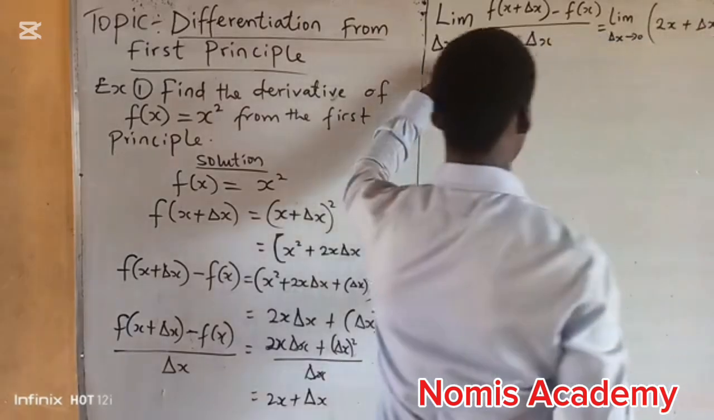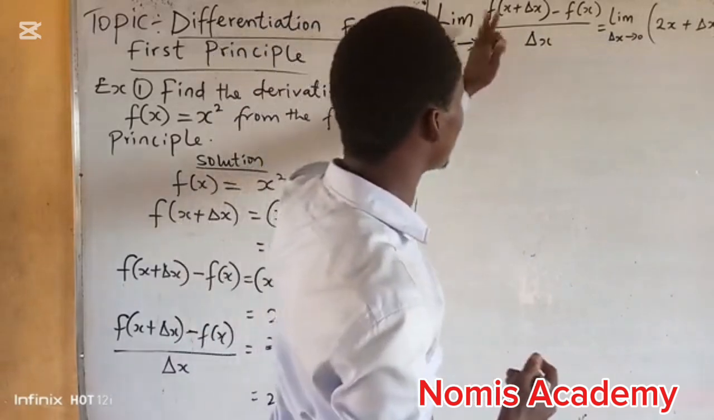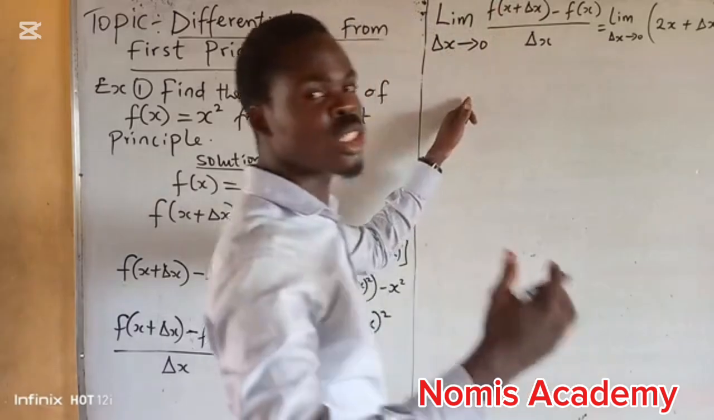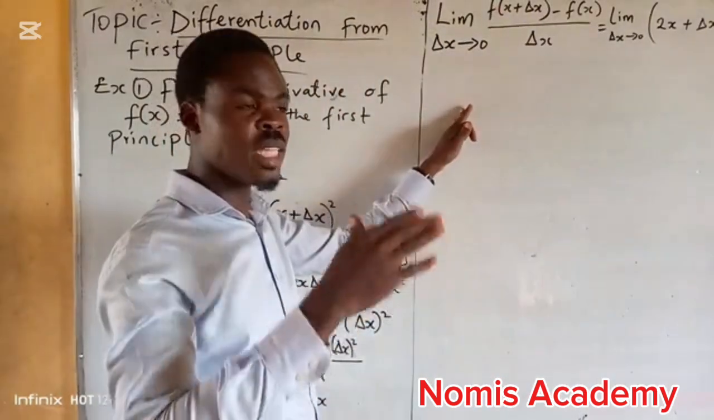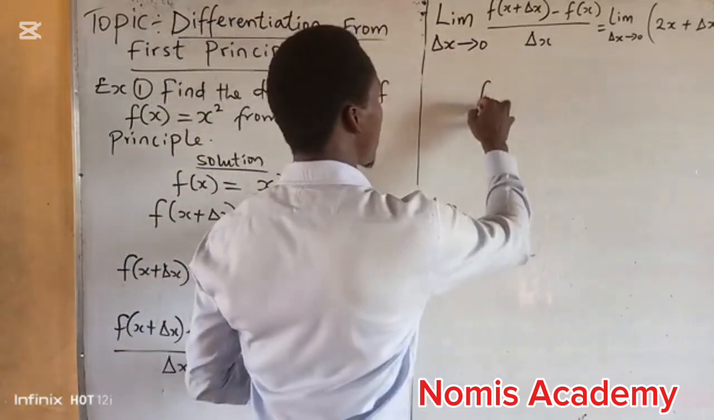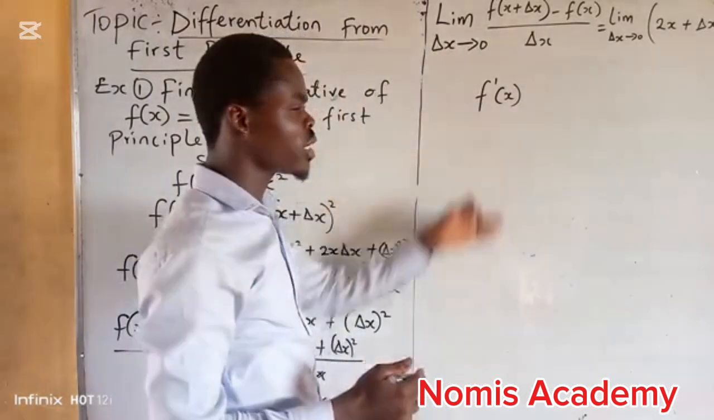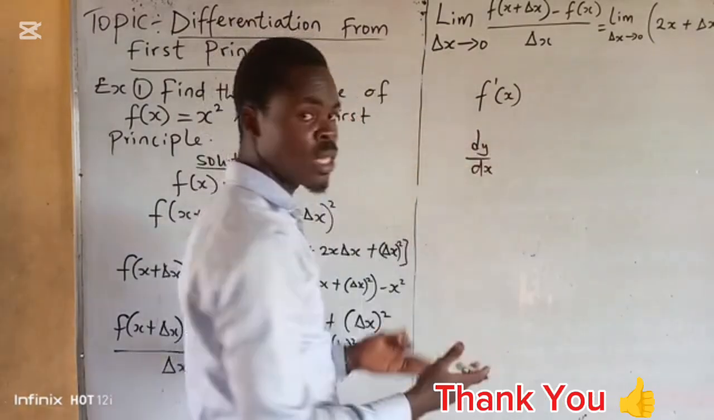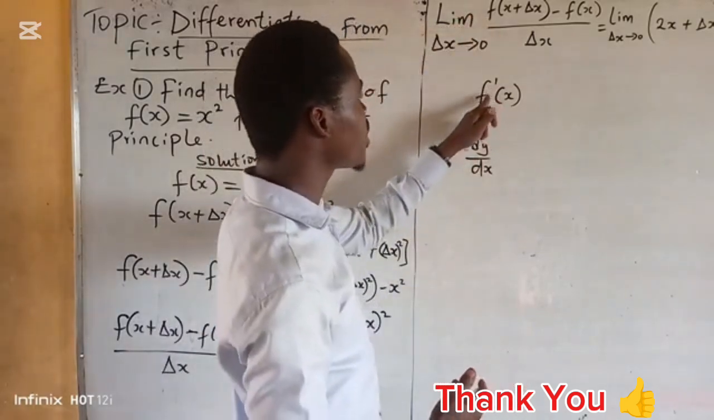So you remember in my previous video, I said the limit as delta x tends to 0 of this particular function would definitely lead to what? The slope or the gradient of the curve, which is dy dx. But since this is the function pattern, we write f prime of x. F prime of x is also known as dy dx. They are the same thing, but since we are using the function pattern, we are going to write f prime of x.